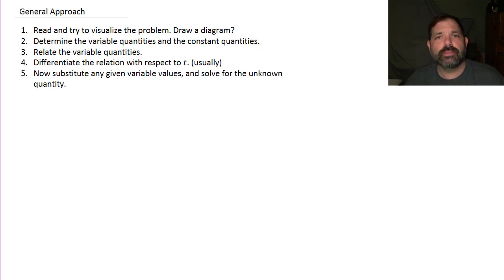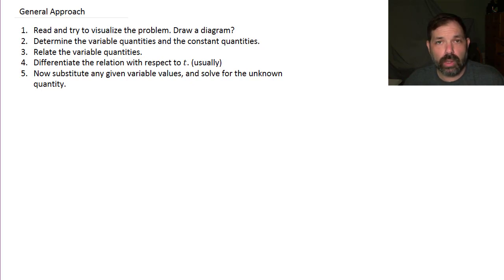I determined the variable quantities. What was changing in that problem? The volume and the radius were changing. They were variable quantities. Were there any constant quantities? Well, there weren't any constants in that problem. Just the two variable quantities. I mean, we had the 4/3 and pi from the formula. Those weren't really constant quantities. Those were just numbers, parameters from the formula itself.